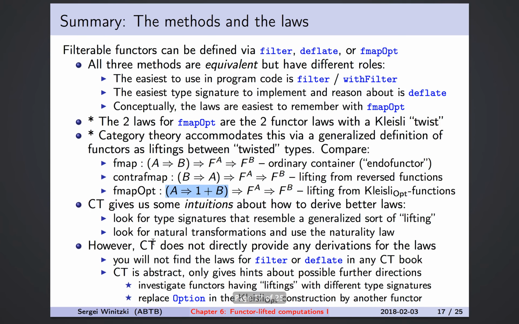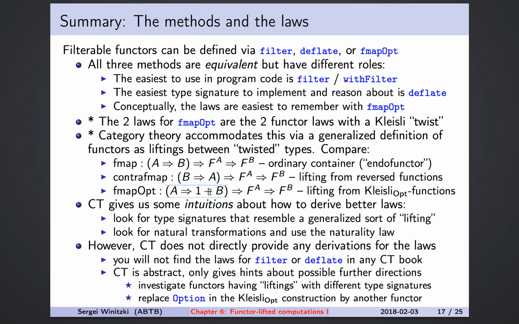However, category theory does not directly provide any derivations for these laws. So I don't think you'll find these laws in any category theory book. Filter and deflate are not usually found there, or the laws from them. Category theory is too abstract for that. It gives hints about what you could do, but it doesn't give you laws or equations for these functions or specific types. Doesn't tell you that this should have been the type that is at the root of being able to filter. That actually somehow you need to look for Kleisli and use the option to twist the Kleisli. Category theory doesn't tell you that.